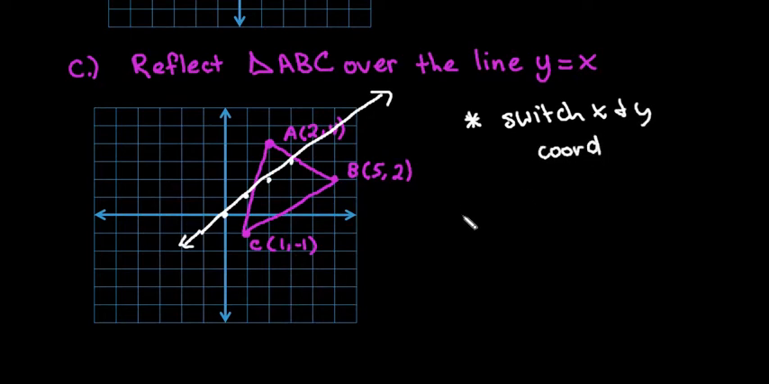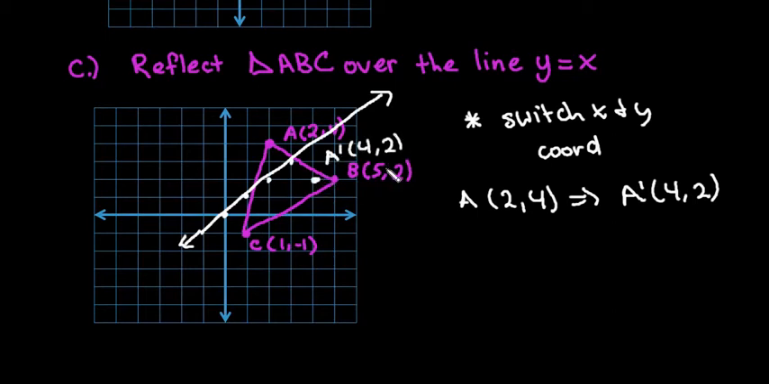coordinates. So for example, since A is at 2, 4, we would just switch it to A prime 4, 2. And then we would do the same thing for all of them. So I would go over to 1, 2, 3, 4, and then up 2, and this would give us our A prime. B would become 2, 5, so I would go right 2 and then up 1, 2, 3, 4, 5. And then our last one, C, would become negative 1, positive 1.